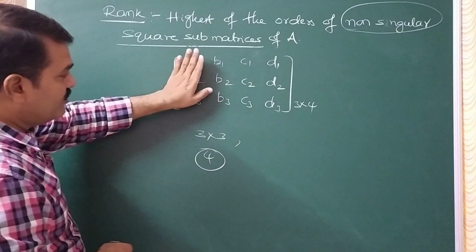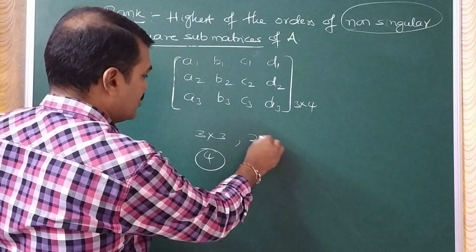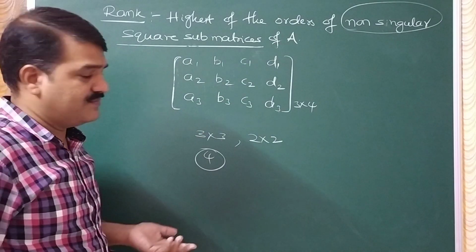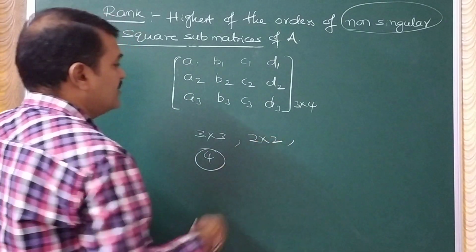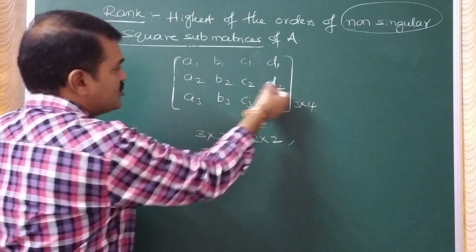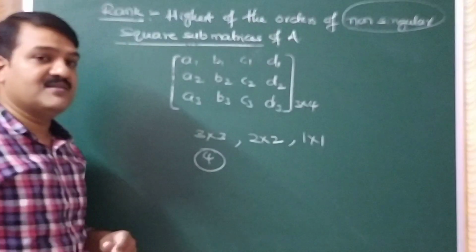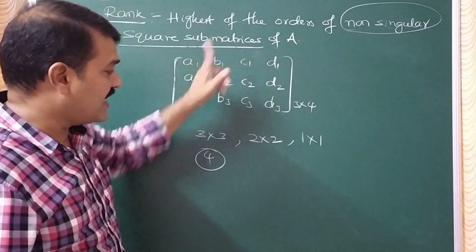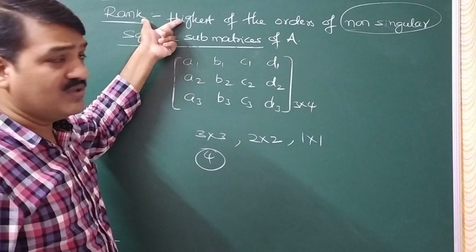Next, if you remove 2 columns and 1 row, you will get 2 cross 2 submatrices. So this also you will get a number of. How many you are getting is not essential for us. Next, 1 cross 1. If you are removing 2 rows and 3 columns, you will get 1 cross 1 submatrix also. So possible square submatrices are of these orders. So we want the highest only, no?